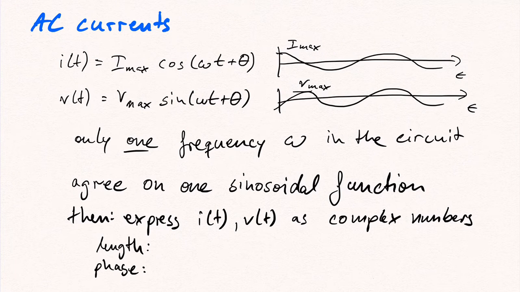The length of the phasor is defined to be the magnitude of the cosine or the sine that we had before divided by the square root of 2. And the same applies for the phasor length for voltages.